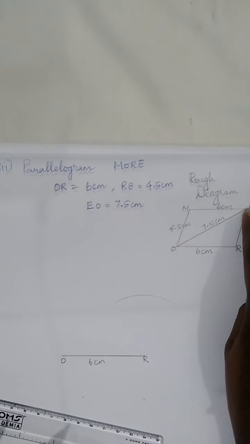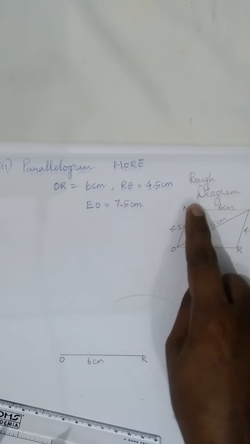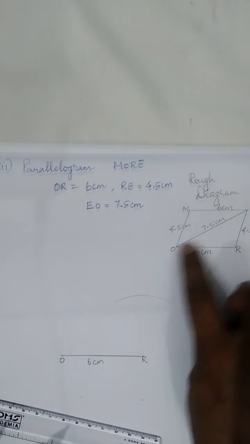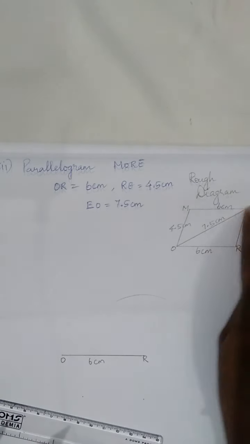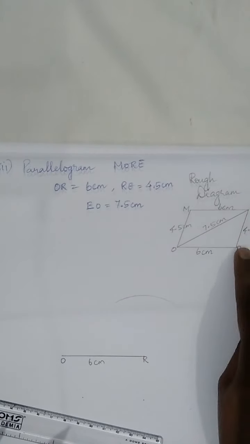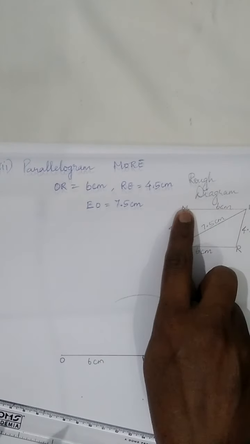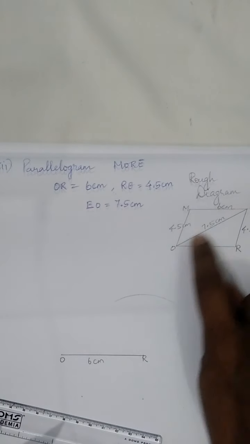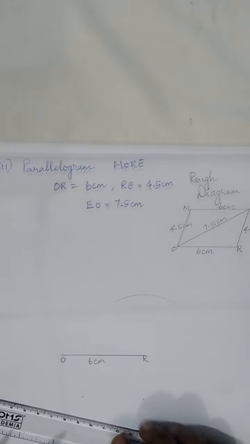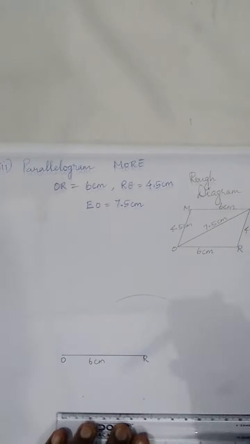Now to get another arc, because we need to construct vertex E, from R we finished. Then from where can you get the next arc? From O only, not from M, because at present we are not having vertex M. So from O only you can make the other arc with 7.5 centimeter.